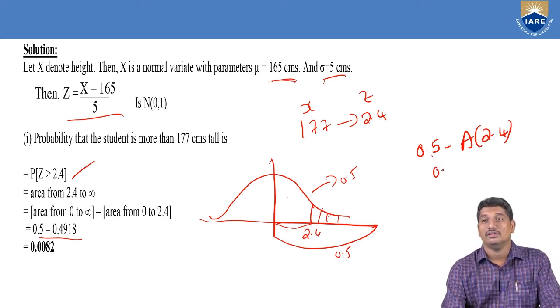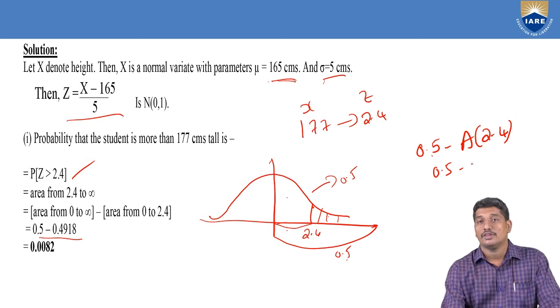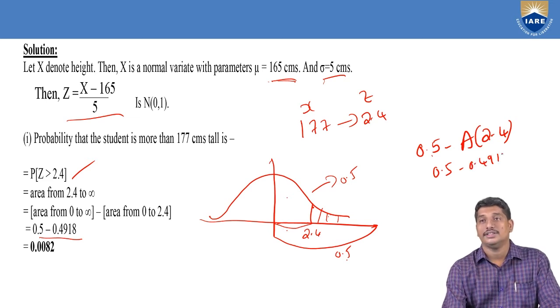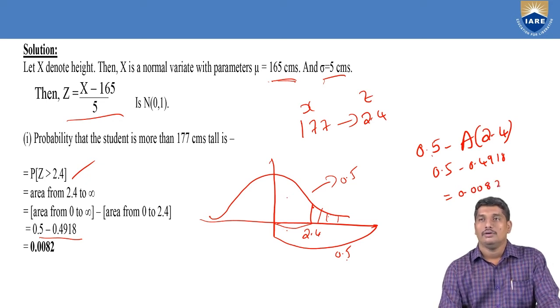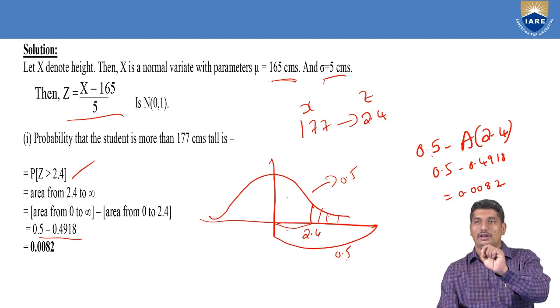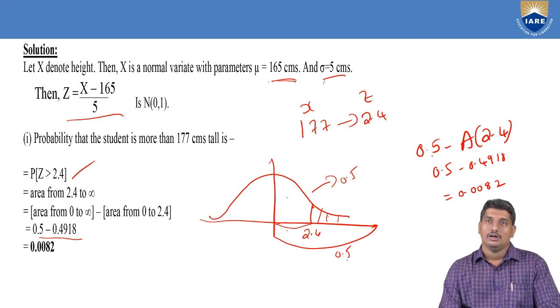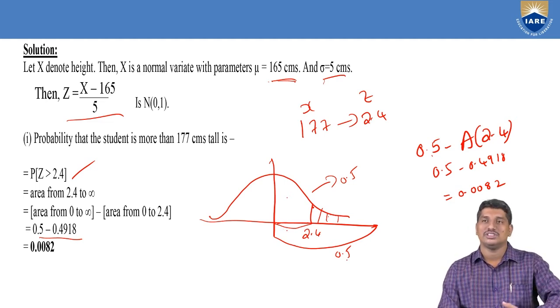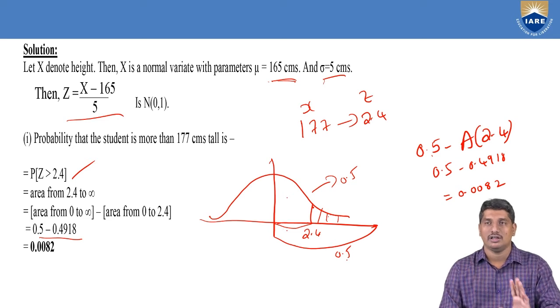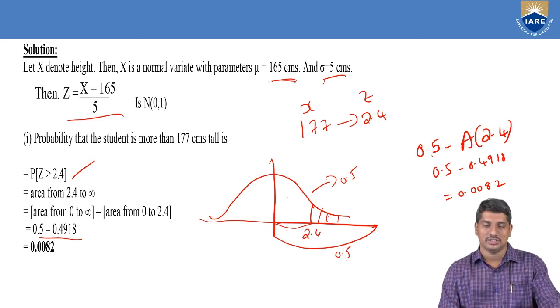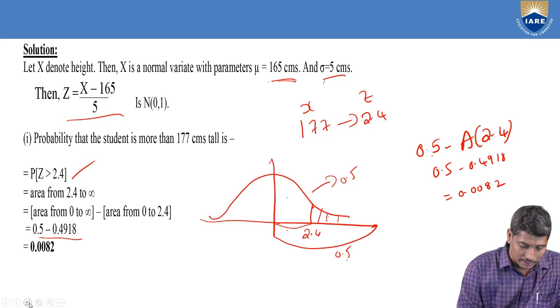So from the table, the area is 0.4918. So it is a very meager probability, 0.8% chance to find a student more than 177 centimeters height in our college. That's what the statistics says.